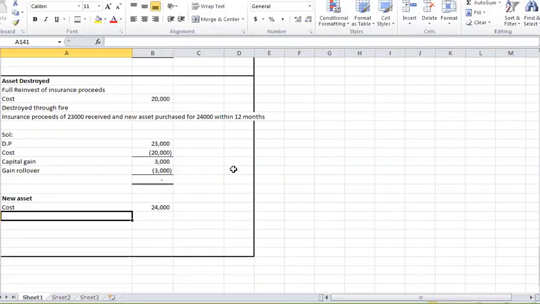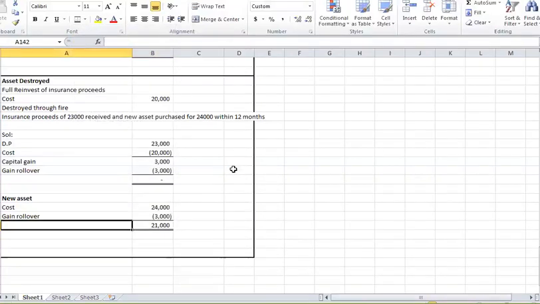But the gain rollover will be deducted from the cost of the new asset. So this is called the revised or base cost of the new asset. Whenever you sell this asset in future, the cost will be 21,000 pounds. Right now, you have no gain. But whenever you sell this asset in the future, you will use 21,000 pounds as a cost.